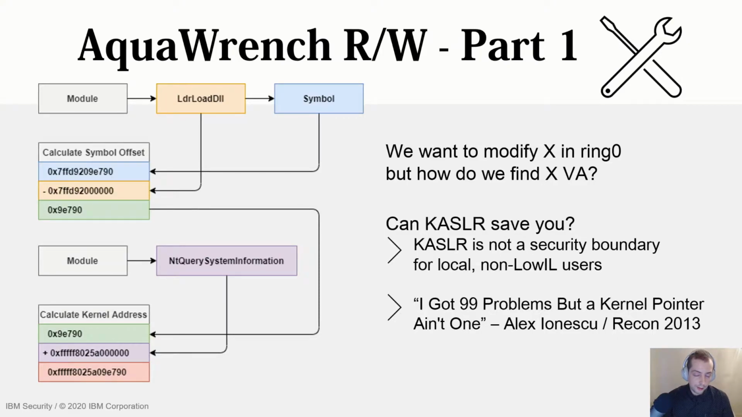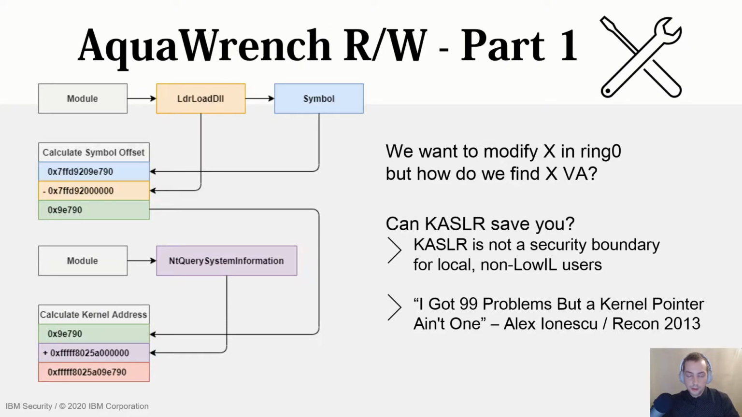Because the Windows kernel has ASLR. Now, the truth is that KSLR is not a security boundary for local non-sandboxed users, or non-low integrity users. There are just an absurd amount of functions which allow you to leak kernel pointers and then use them to calculate addresses of other things in the kernel or structures or what have you. So if you're interested in that, I highly recommend that you check out this presentation by Alex Ionescu from RedCon 2013. I got 99 problems, but a kernel pointer ain't one.